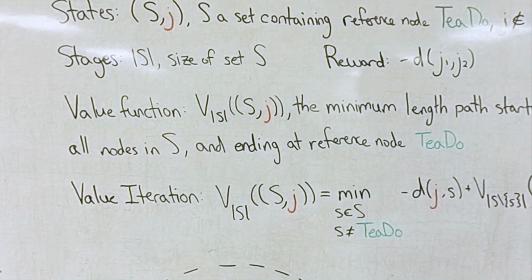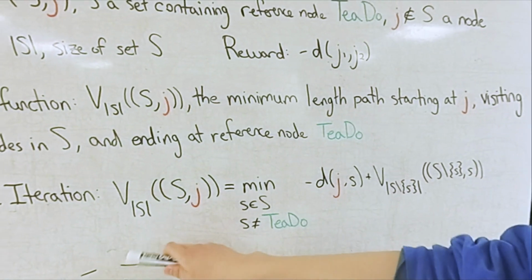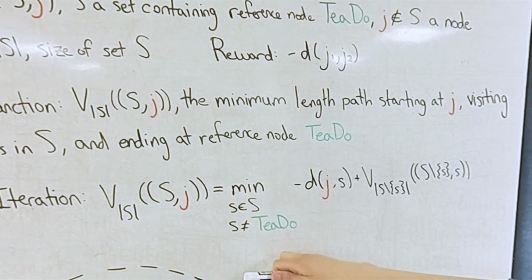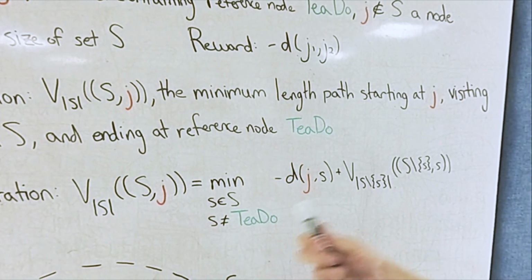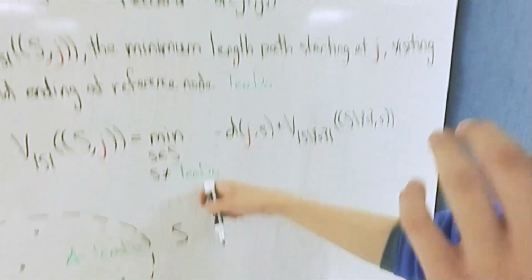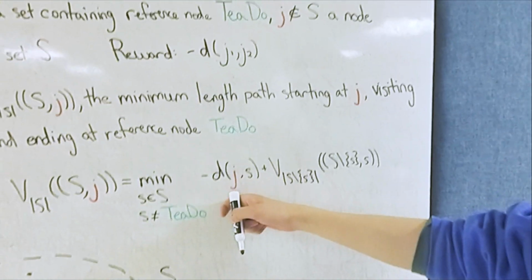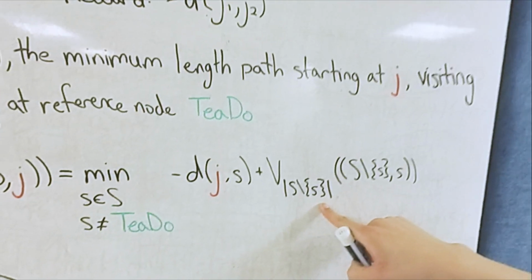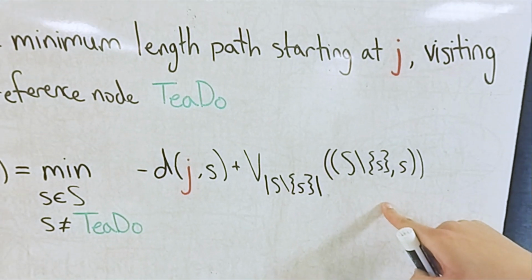The value iteration is going to go something like this. If we want to find the value for set S, node J, we're going to iterate over all nodes s inside of S, where s is not equal to the final node Tito, incur that penalty, and then solve the subproblem with the set S without the node s.